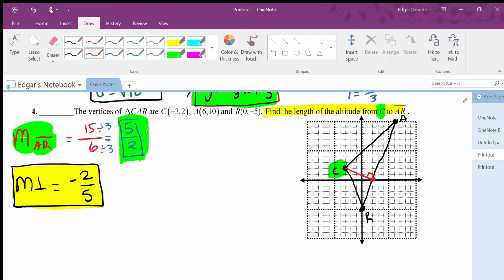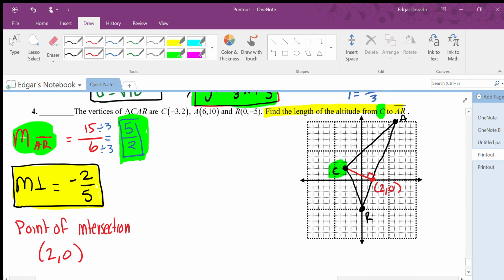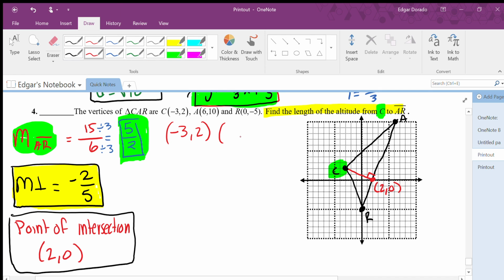Alright, and now I'm going to go ahead and just write the coordinates of my altitude. It's 2, 0. So my point of intersection is 2, 0. Alright, and the reason why that's important is because I'm going to need that in a second. Because what I want to do now is find the length. Well, in order to find the length, I need the point. I need my C, which is negative 3, 2, and I need that new coordinate, which is 2, 0. This is going to be x1, y1, this is x2, y2.